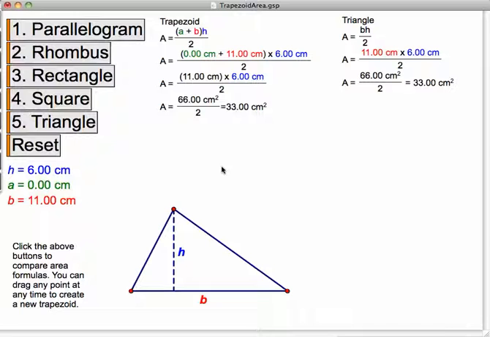So again, just a neat property of the formula for area of a trapezoid. I'm not trying to convince you that it's the best formula to use. I just think it's kind of neat that you can use it in so many places.